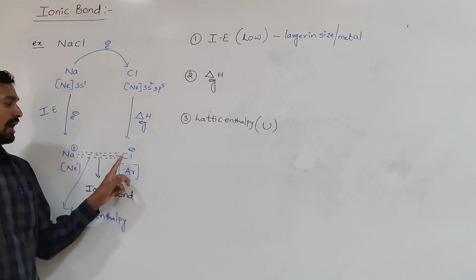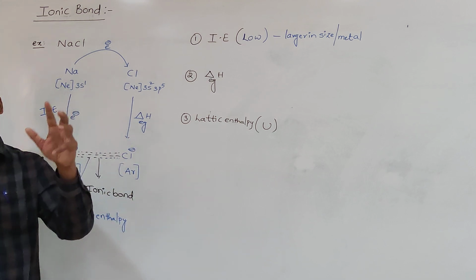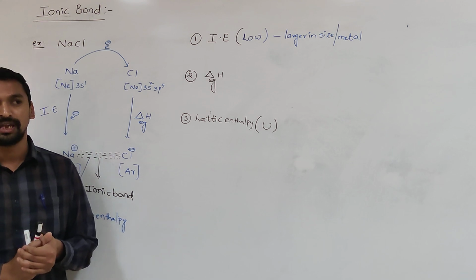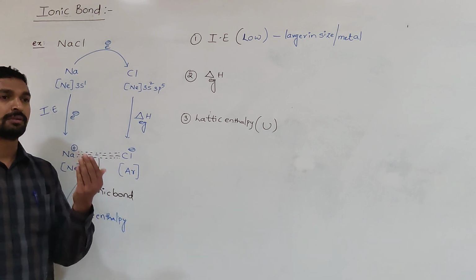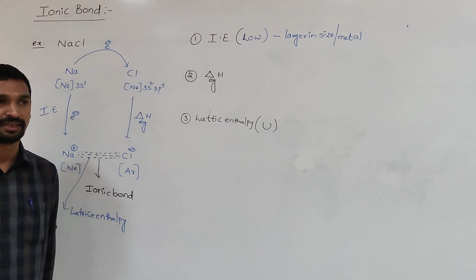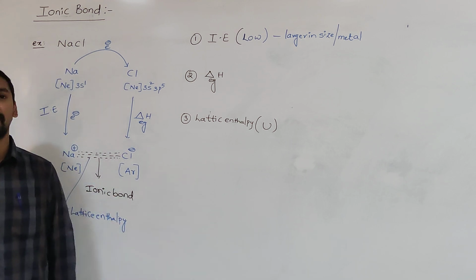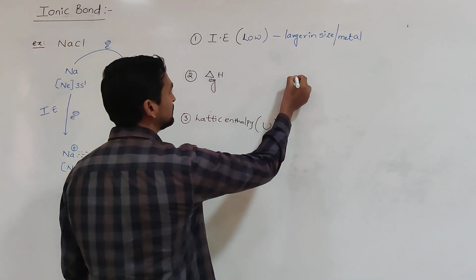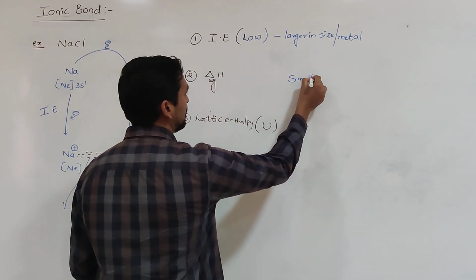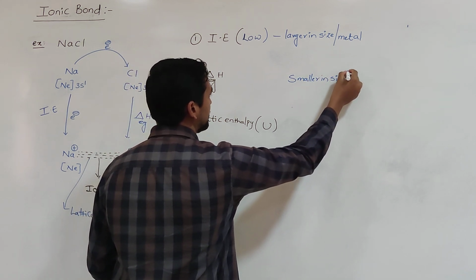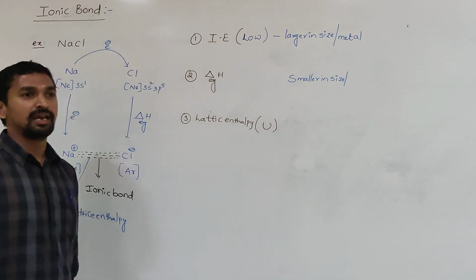How is the anion formed? By gaining an electron. So, do all atoms have the same tendency to gain an electron? No. Some atoms have a greater tendency, some have a lesser tendency. Which atoms have the greater tendency to gain electrons? Those which are smaller in size. These atoms have the greater tendency to gain the electron.